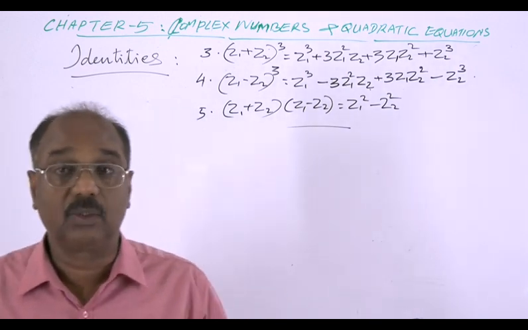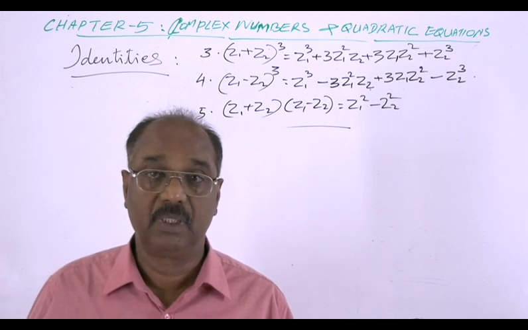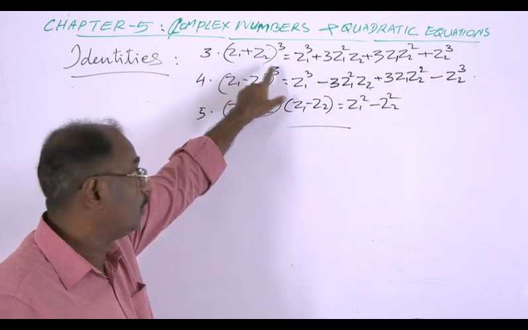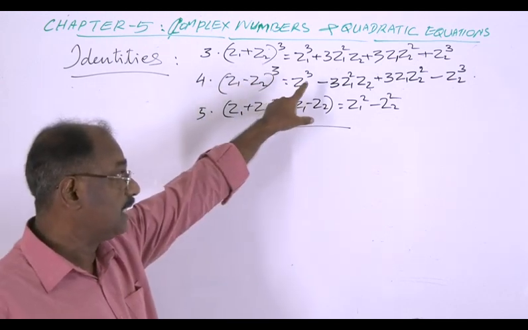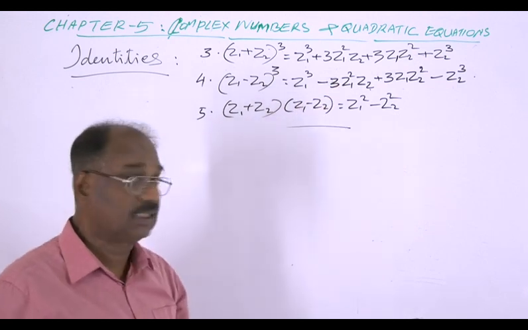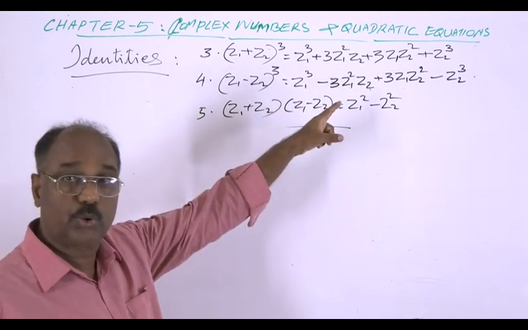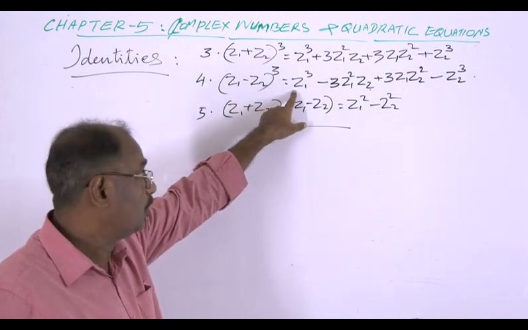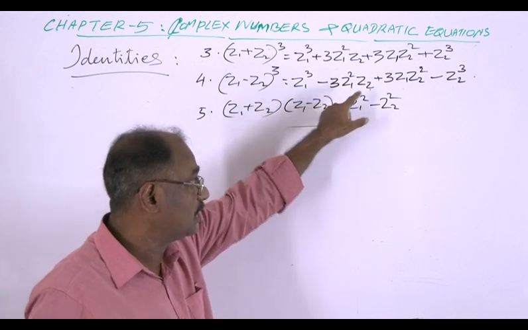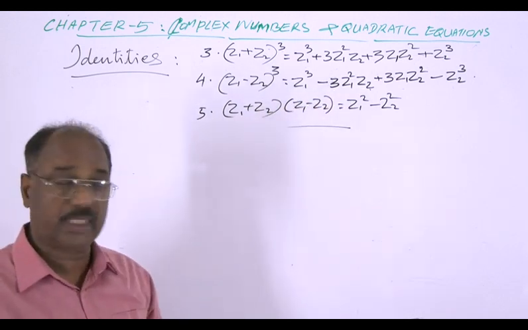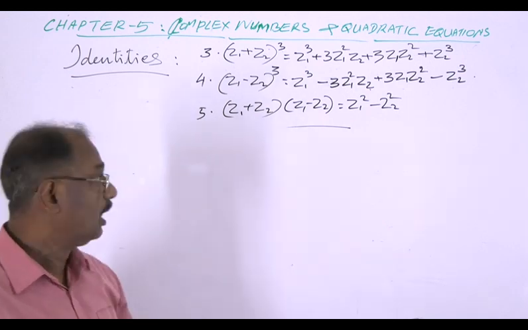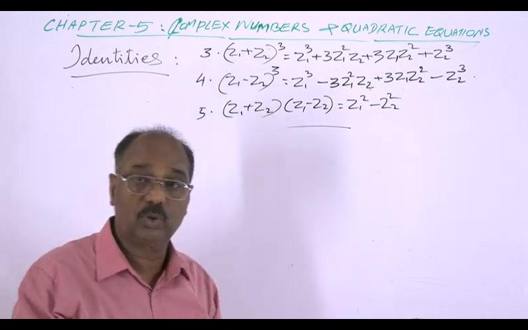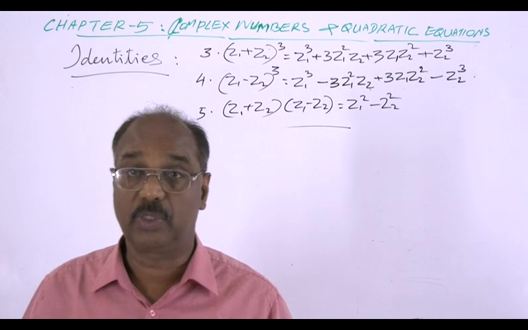Now the next set of three identities. So these identities are: (Z1 + Z2) whole cube equal to Z1 cube plus 3 Z1 squared Z2 plus 3 Z1 Z2 squared plus Z2 cube. (Z1 − Z2) whole cube is equal to Z1 cube minus 3 Z1 squared Z2 plus 3 Z1 Z2 squared minus Z2 cube, and (Z1 + Z2) into (Z1 − Z2) equal to Z1 squared minus Z2 squared.